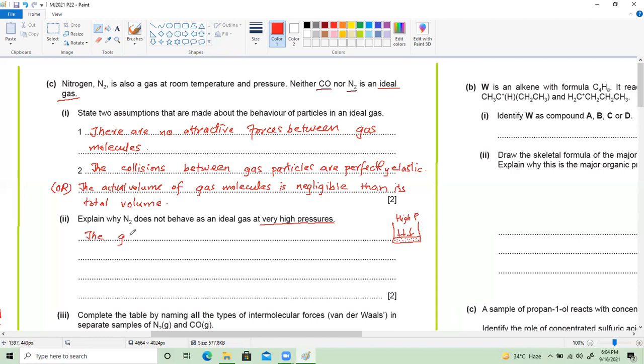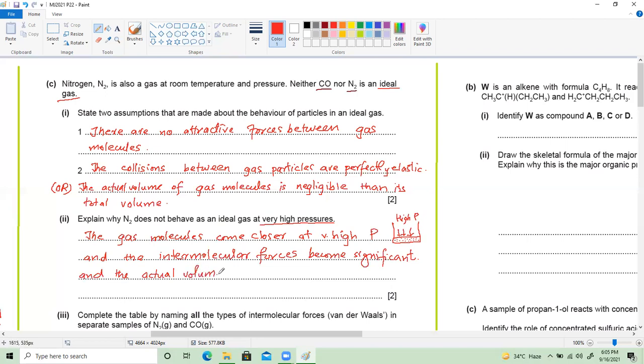So we can say that the gas molecules come closer at very high pressure, and the attractive forces or the intermolecular forces become significant, and the actual volume of the gas is no more negligible than its total volume.